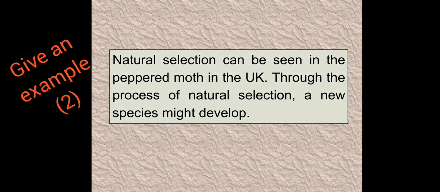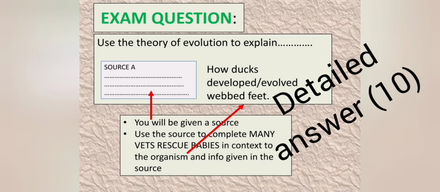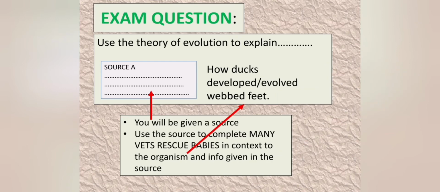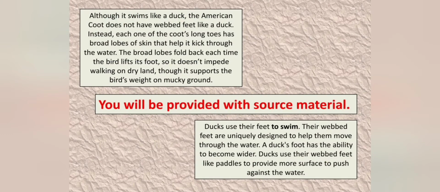However, if they ask you to do it in detail, it's the 8 to 12 mark question, where you use Many Vets Rescue Babies. Here you can see an example of such a question. It usually will start with something like, use the theory of natural selection to explain, and then they're going to give you 2 scenarios. So if we use how ducks developed or evolved webbed feet, the sources they will give you will actually give you examples of ducks with webbed feet and without webbed feet, like this.